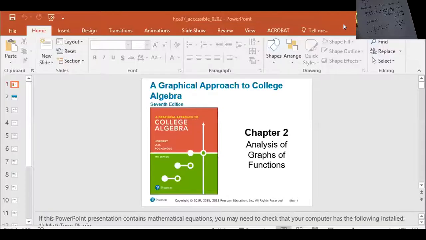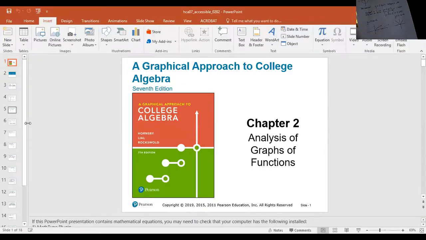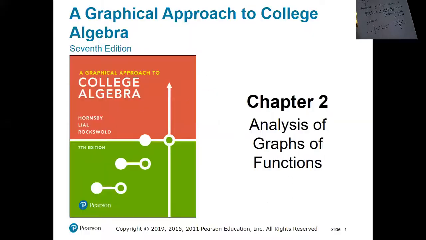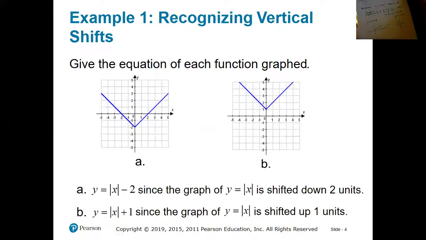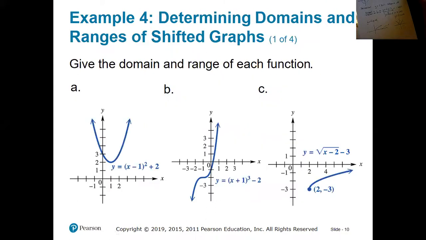All right, so take a look at this. Now, let me get this a little bit bigger for you. All right, so we're just going to kind of scroll through this real quick. This is kind of what we already talked about, doing our translations. All right, so let's take a look at this, and it says give the domain and range of this. So give the domain and range.